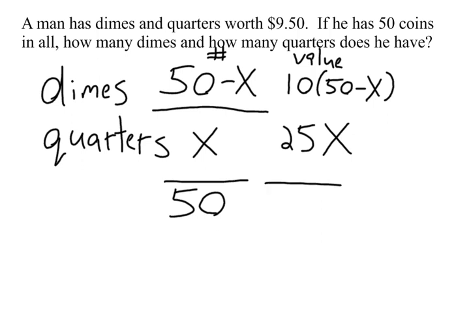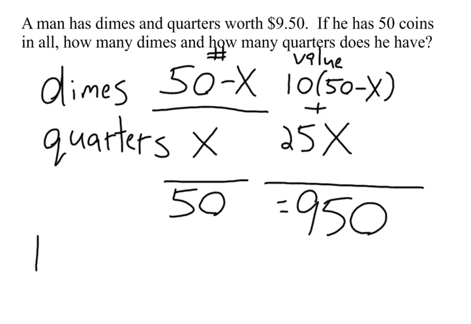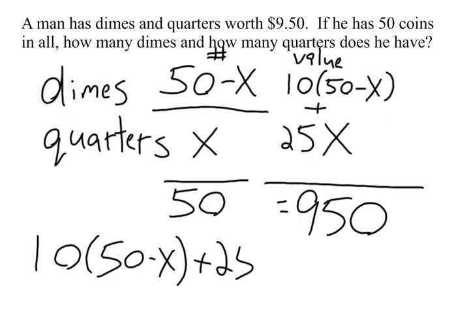We should then be able to work out the total value. The question tells us it's 950 cents. $9.50 is 950 cents. So what can I do then? How would I get that 950? I would add the value of the dimes and the value of the quarters. And that would give me 950. So let's just write that out nicely. 10 times 50 minus x plus 25x gives me 950 cents.